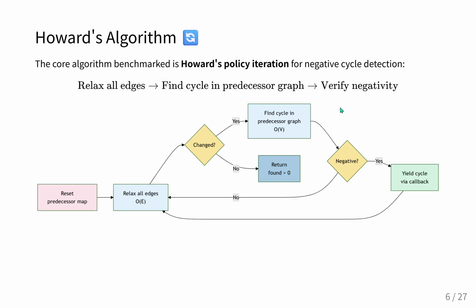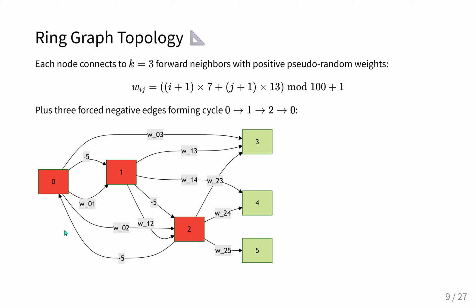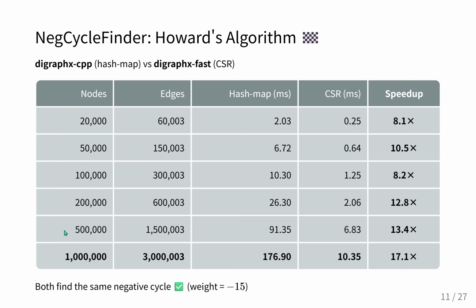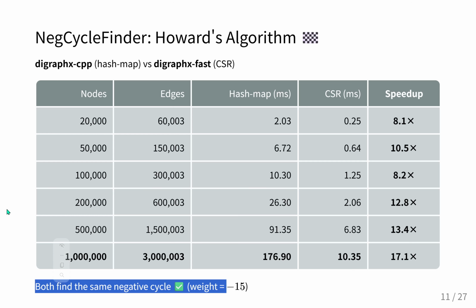So for this test, the developer intentionally planted a very specific negative cycle into the ring graph. Okay, what was it? It traveled from node 0 to 1 to 2 and back to 0 with a weight of -5 for each jump. So a total weight of -15. And just to be clear before we get to the speed, both implementations, the hash map and the CSR arrays, they both successfully found that exact cycle with the correct weight. So accuracy is a tie. Yep, the output is completely identical, but the execution time is where the generic approach just completely falls apart.